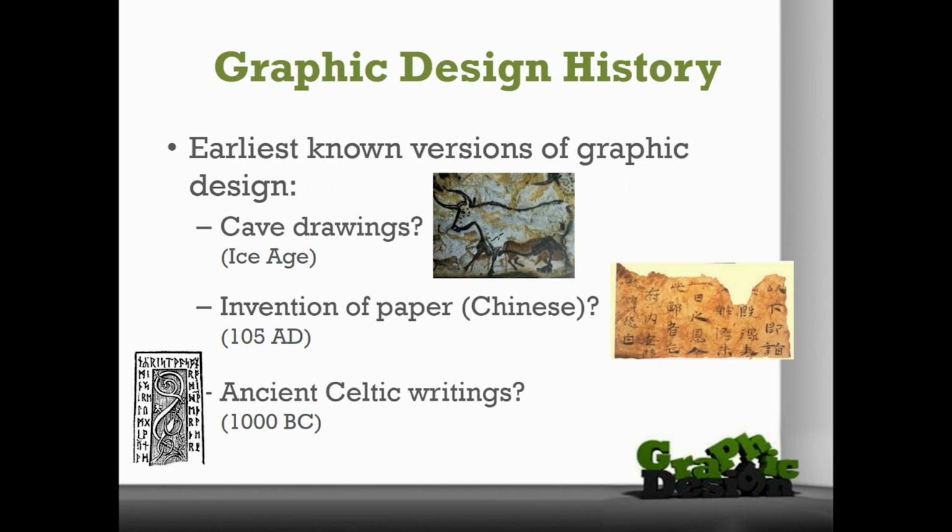But the invention of paper was from the Chinese. Their pictures, or their cuneiforms, those were their writings and drawings of their symbols of text and whatnot. Those were definitely on paper, but there wasn't really any illustrations. They were intended to be symbols that represented words. Then we get the ancient Celtic writings, which did start to include print media and illustrations that come with text.